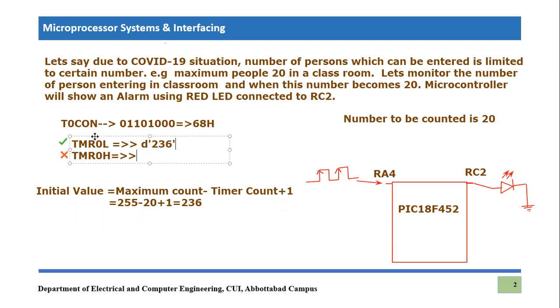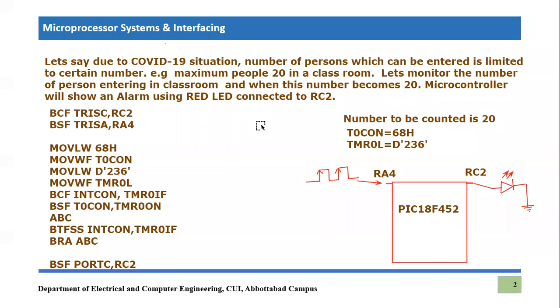So I will load the value of timer 0L as 236, and then it will count up 20, through which it will become 256, and then the rollover point will occur, and we will generate an alarm using the RC2 pin. So I have written the code for you.